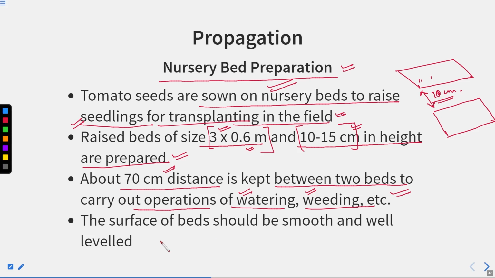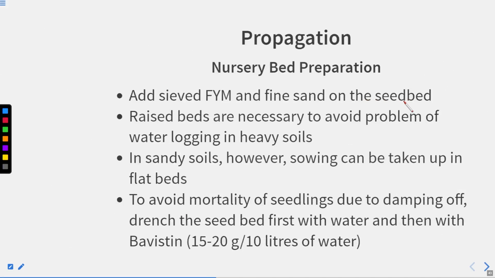Now, the surface of the bed should be smooth and well leveled, so that proper growth of the plant happens. There should not be any damage to the seeds, right? And it should be level, then you will have all the seedlings at the same height. So, this is the operation that one should do at nursery bed preparation.